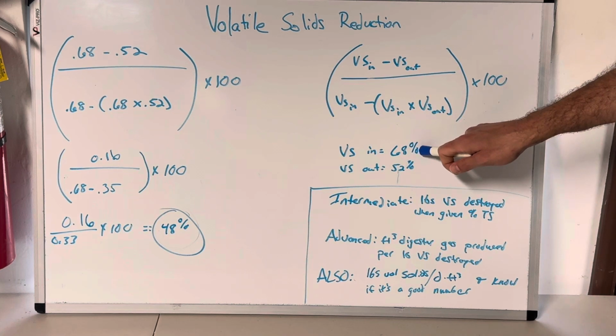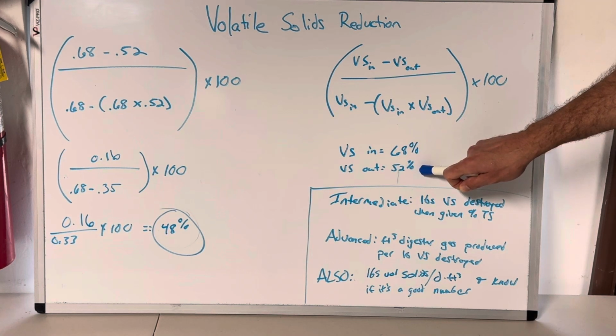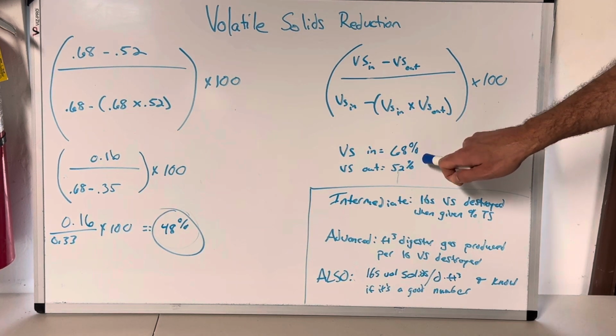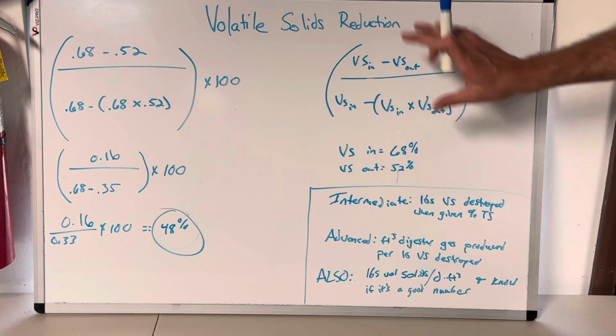We got a percentage going in and we got a percentage coming out. So this is not a percent efficiency math problem. You can't do that. It does not work here. That math problem does not work here. This is a totally different equation.